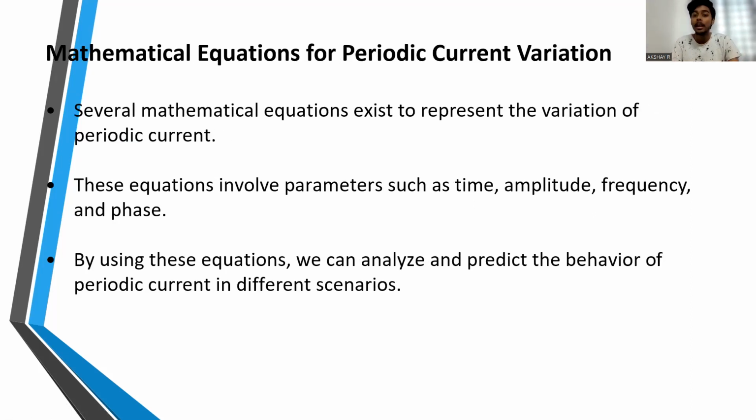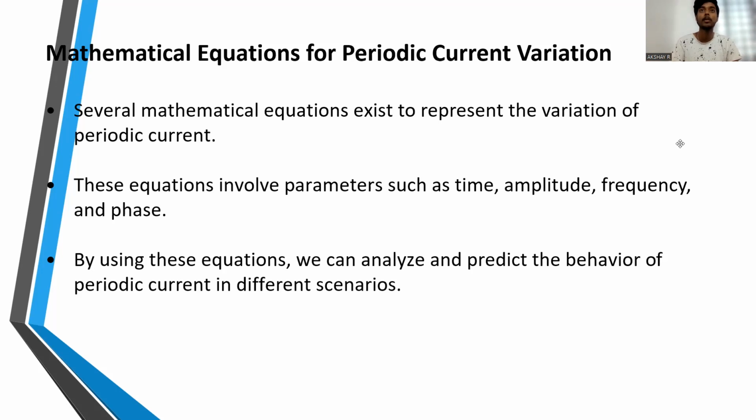Next, coming to the mathematical equation of periodic current variation. As we learned so far about frequency, amplitude, and phase, now what is the mathematical equation, as we are dealing with maths? Of course equations, addition, subtraction, multiplication, everything needs to come. Several mathematical equations exist to represent the variation of periodic current. Not a particular equation, but these equations involve parameters such as time, amplitude, frequency, and phase. That is what we learned so far.